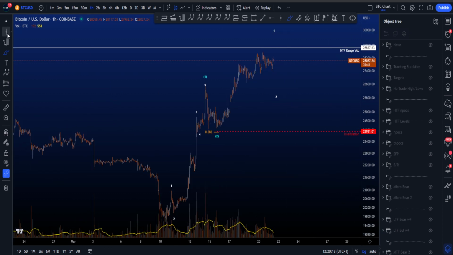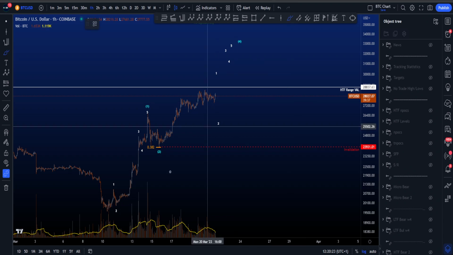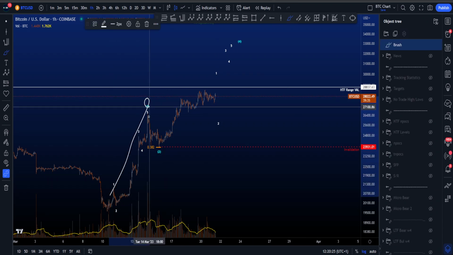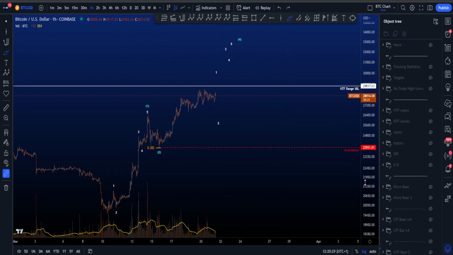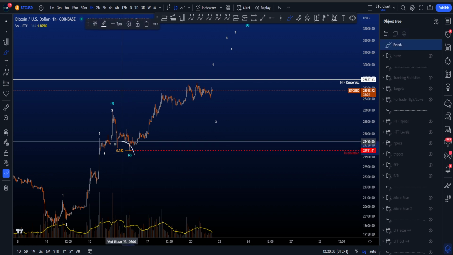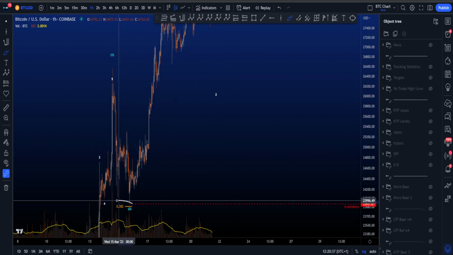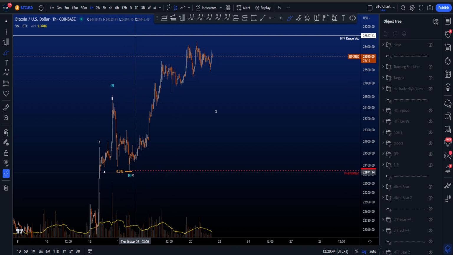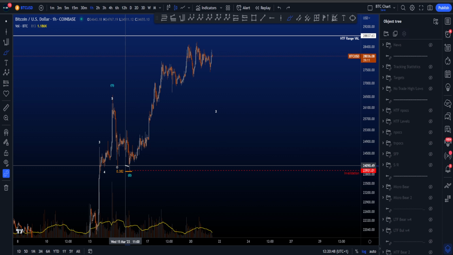We always need alternative scenarios. So what we're looking for is basically a 1, 2, 1, 2 in a bigger 3. So we have the blue count, which is a 1, a 2, and then eventually further upside in a 3, 4, 5. What I do not like, and that's why it's an alternative, is that the second wave over here in blue just missed out on hitting the 0.382, which is usually a minimum target for a wave 2. So it didn't hit it. It literally missed it by a couple of tens of dollars.